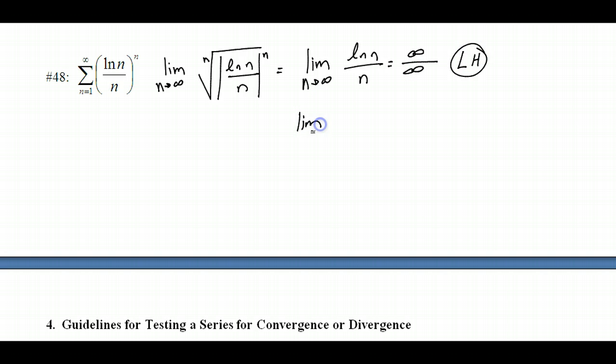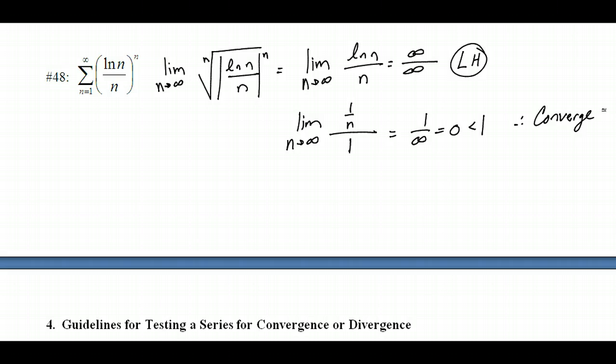Good thing we have a fraction. This is our limit, n is approaching infinity. Derivative of the numerator is 1 divided by n. Derivative of the denominator is 1. Plug things in. We get 1 divided by infinity, which is equal to 0. 0 is less than 1. Therefore, this series will also converge.